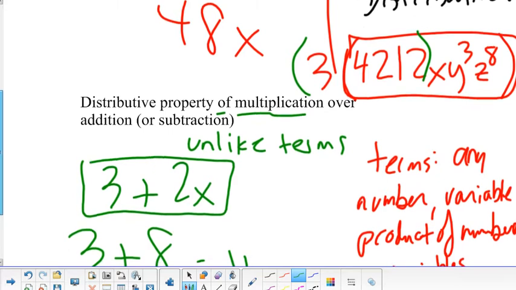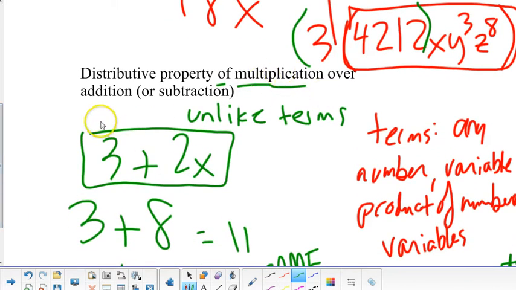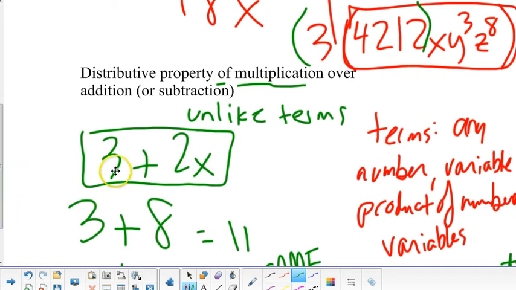term. So the distributive property, when we use that one, is multiplication over addition or subtraction, and we have to have two unlike terms in order to multiply into them. All right, and a term is, and you should write this down, any number, variable, or a product of numbers and variables.